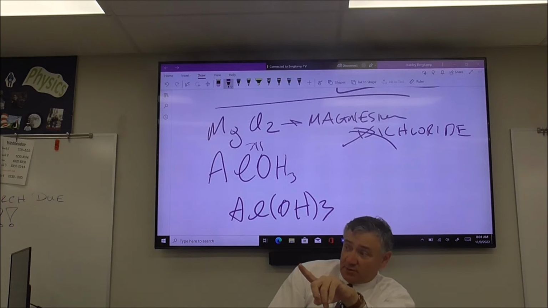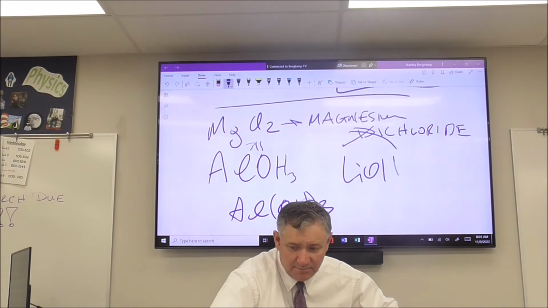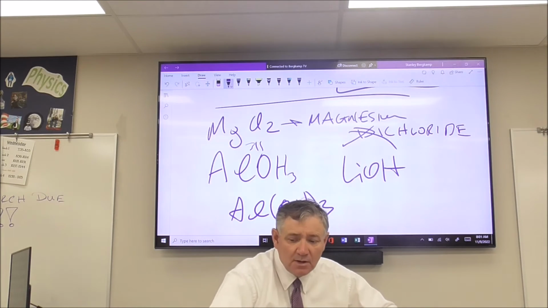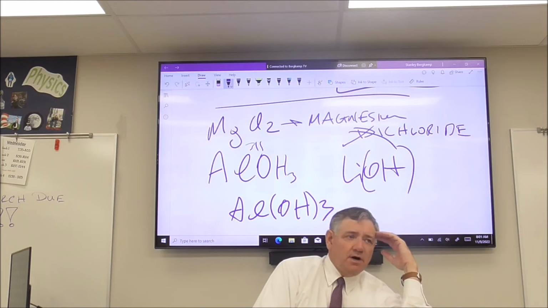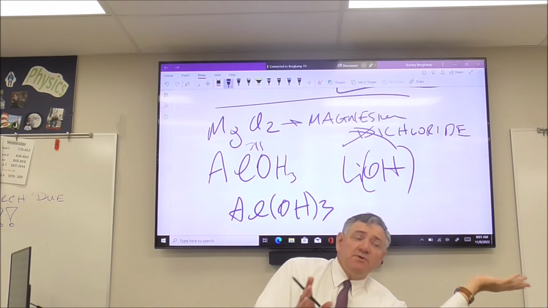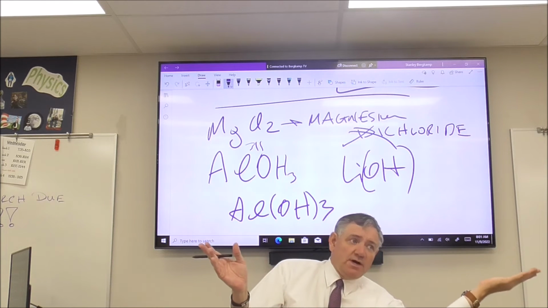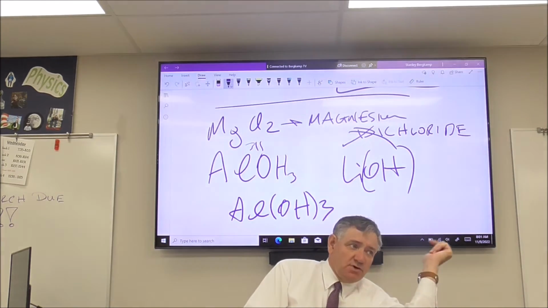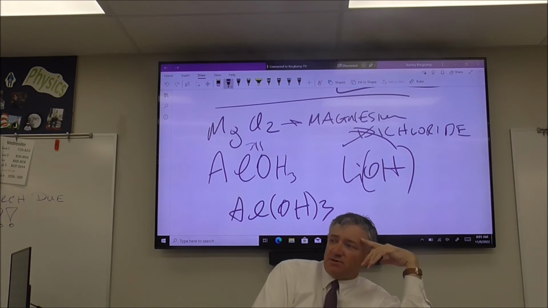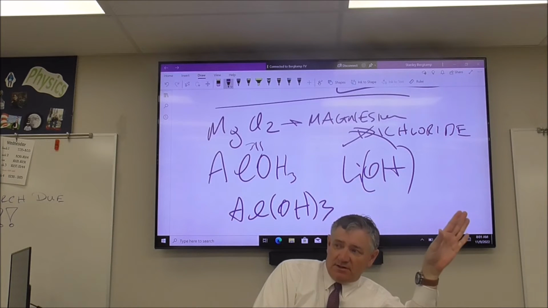Now, this is equally wrong. Let's say that you have lithium hydroxide, okay, LiOH. Don't put the brackets around there. Why? Because you only put the brackets if you have more than one of those. And if you only have one hydroxide, it's just LiOH. Don't put the brackets unless you're going to put a subscript out there. Okay? Got that one.